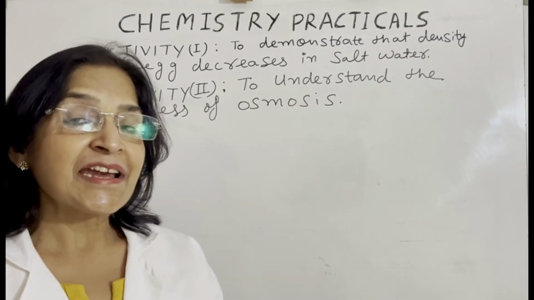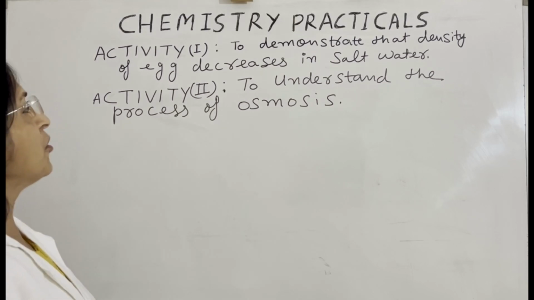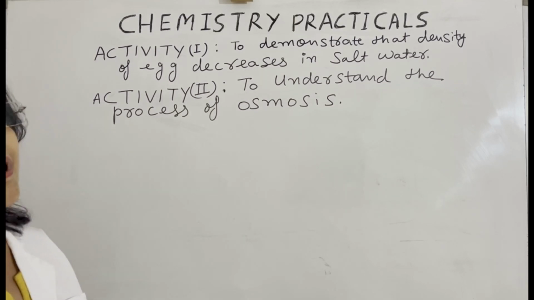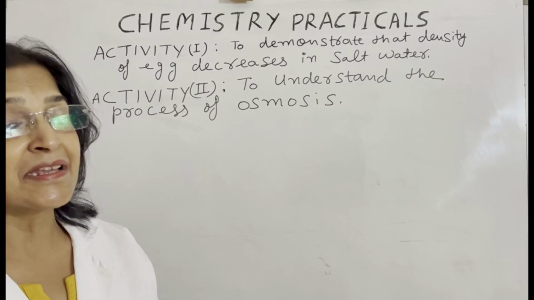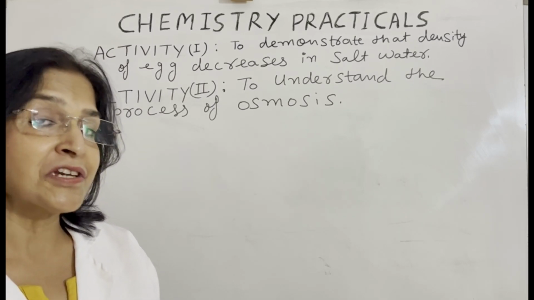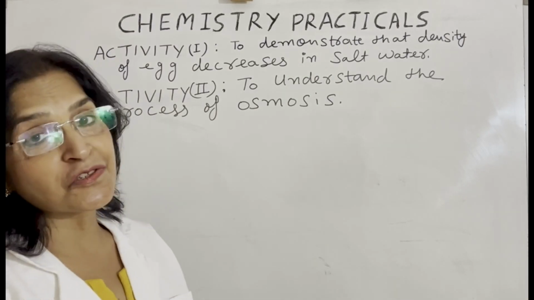Now, what is activity number 1? First activity is to demonstrate that density of egg decreases in salt water. Density of egg decreases in salt water means egg starts to float in salt water. And second activity is to understand the process of osmosis.